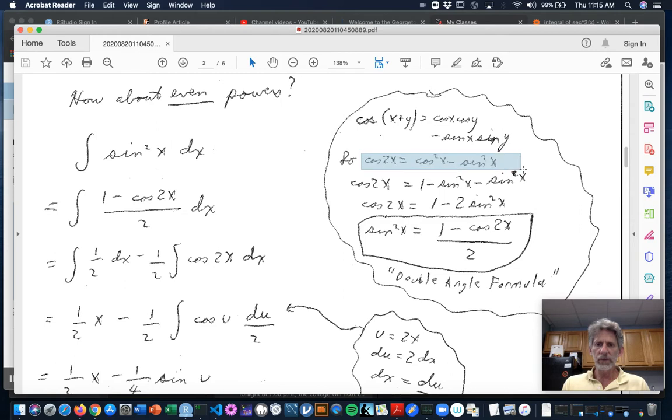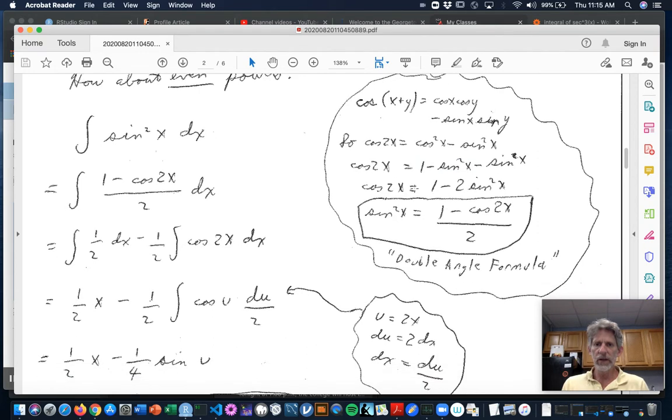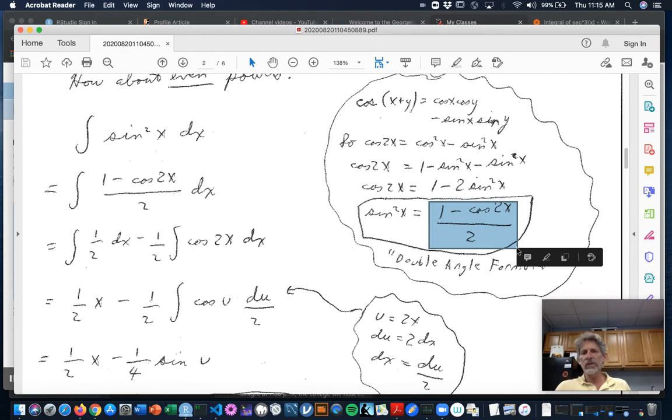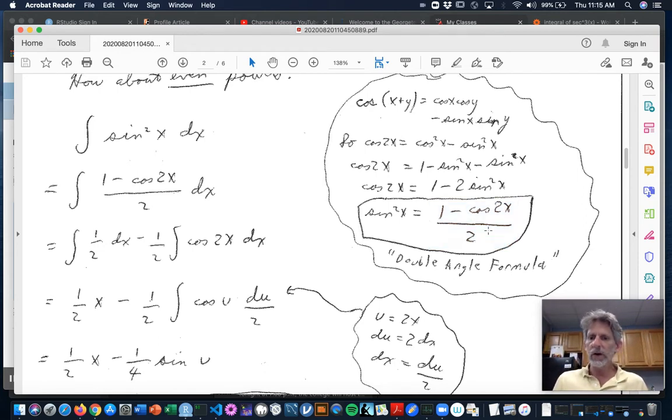Now, looking at this expression, I'm just going to replace cosine squared with 1 minus sine squared. So I've really got cosine of 2x is 1 minus 2 sine squared of x. And I'm going to solve that for sine squared of x, getting the result that sine squared of x is 1 minus the cosine of twice x divided by 2. This is one of the so-called double angle formulas.